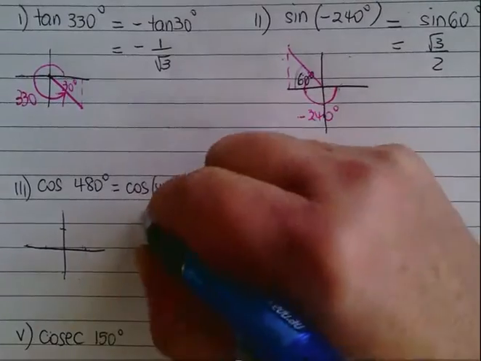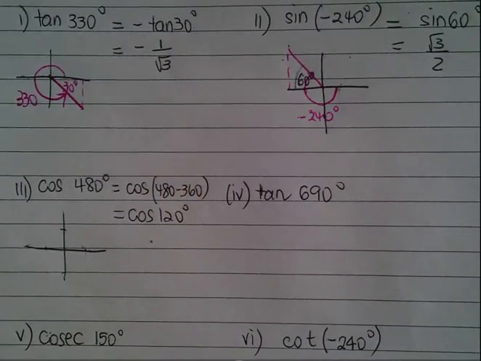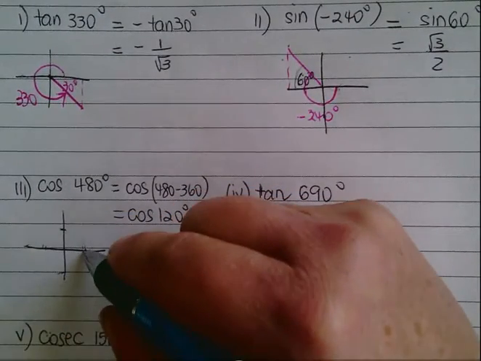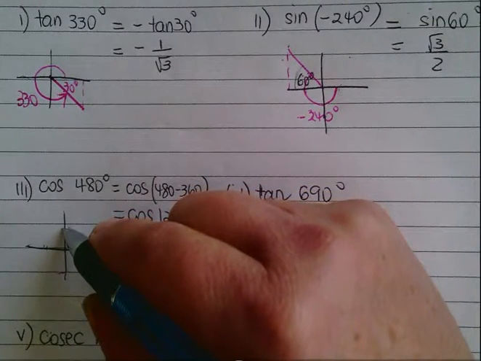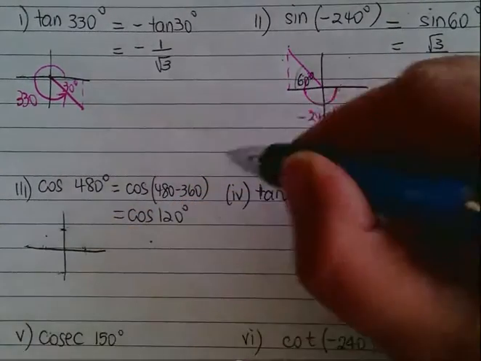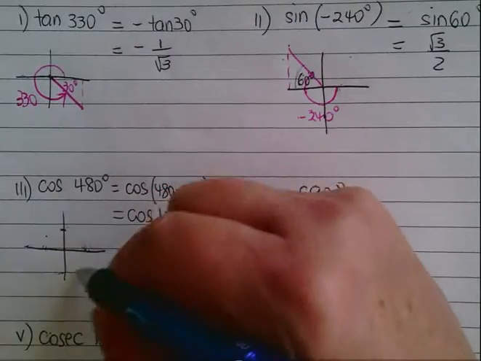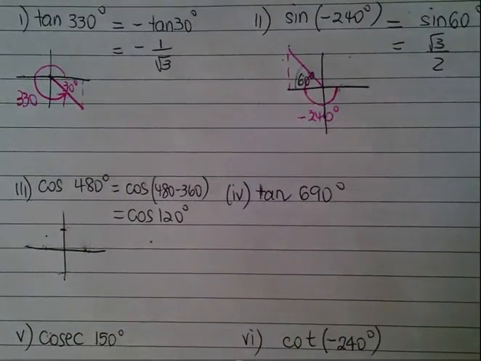Because I get back to 0 and I start again. So really, I just need to work out cos of 120. Because watch, look, 90, 180, 270, 360, 450, and another 30. But it's easier to say, look, I'm going past 360, which takes me back to 0, and I start again. So it's just like working out cos 120.